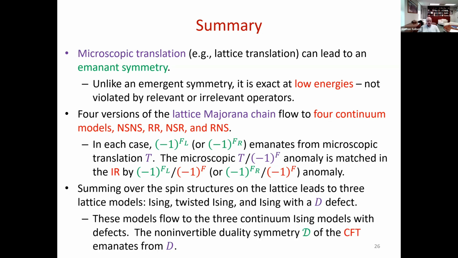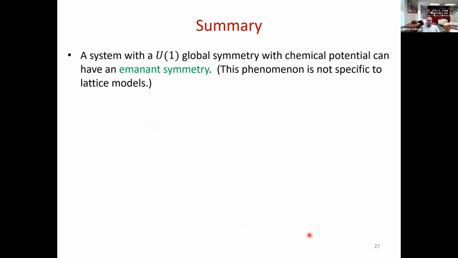And these lattice models, this is an exact statement on the lattice, flow at long distances to continuum Ising models with various defects: no defect, the twisted Ising model with a Z2 defect, or with a non-invertible duality D of the CFT, with the duality defect in the infrared. Furthermore, we saw the non-invertible symmetry D of the CFT emanates from the lattice symmetry D. And as I emphasized, the lattice D and the continuum D satisfy different algebras.